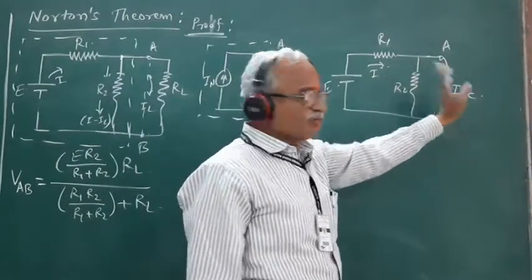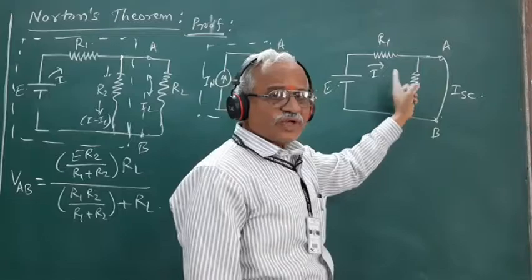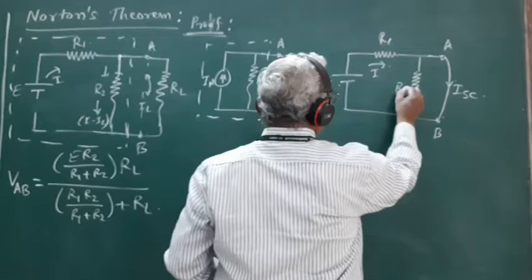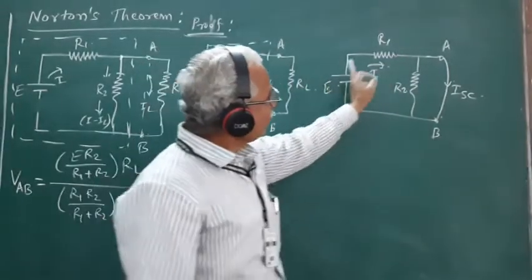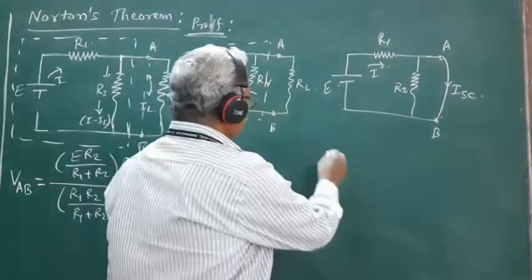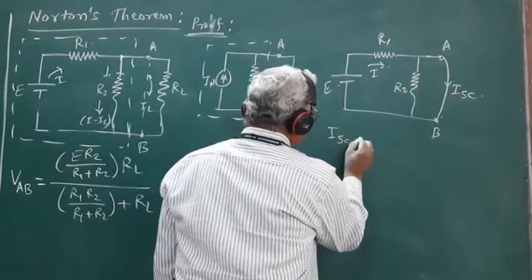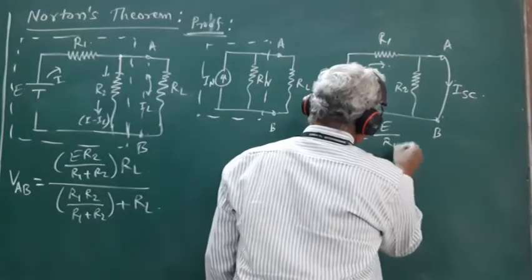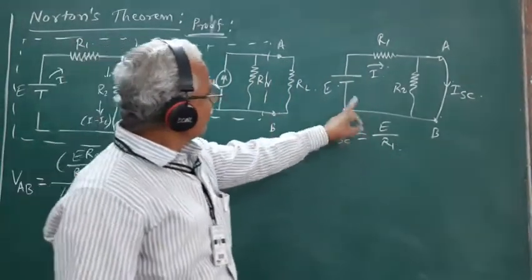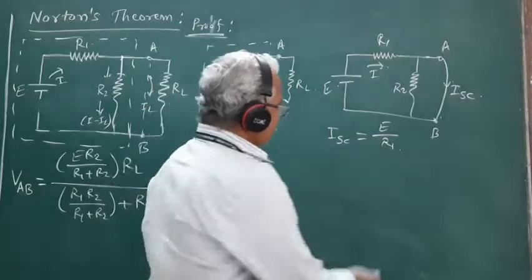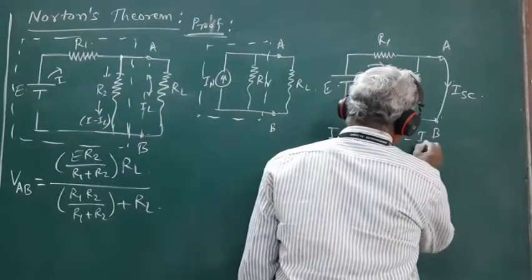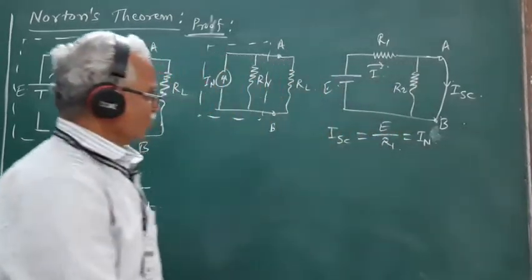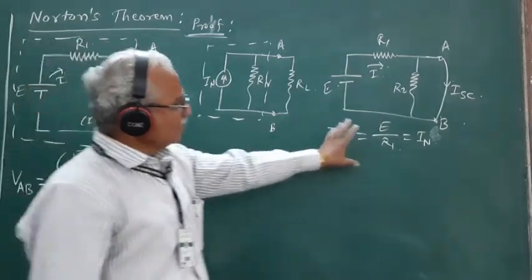The current flowing through this short circuit ISC is nothing but the total current I drawn from the source, because this resistance R2 gets short circuited, and whatever the current is drawn from the source, all that current will flow through this short circuit. So this short circuit current ISC will be equal to E upon R1. And this is nothing but the value of IN, the Norton constant current source. So we have obtained the value of IN.